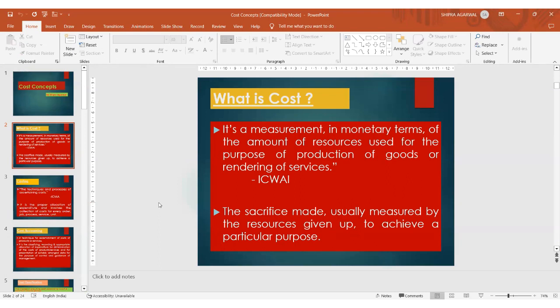And if I talk about this same cost, we can say it is a kind of a measurement. But this measurement again is in monetary terms, about the amount of resources that you use. Because when you are talking about manufacture of the goods, you have to give up certain resources so that your actual goods can be manufactured or your services can be rendered.